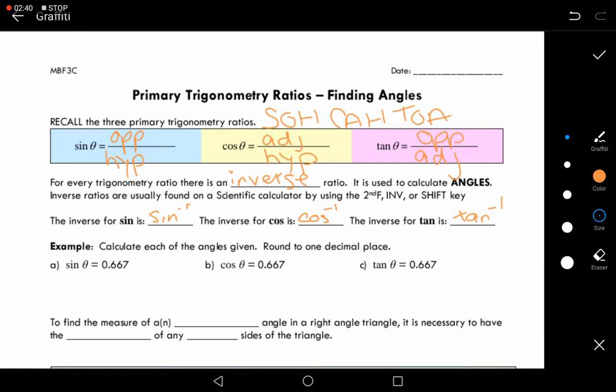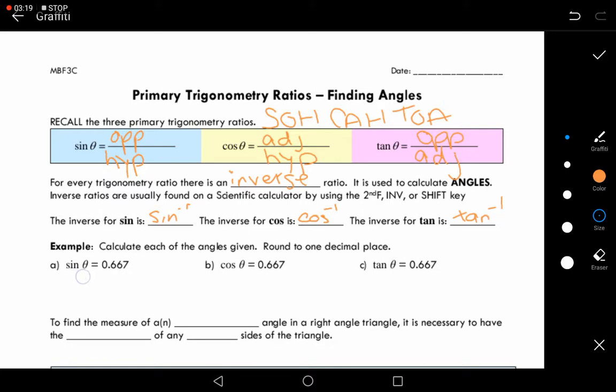So it says calculate each of the ratios given, round to 1 decimal point. Anytime we see sine, cos, or tan, theta, or any sort of variable to represent your angle, and then a value on the other side of the equal sign, we are always going to be using this inverse function. And if you want to think about it as solving an equation, you can think of the opposite of sine as an inverse sine, the opposite of cos as cos -1. Just like we had to use the opposite of, say, multiplication, we would divide. It's the same sort of idea here.